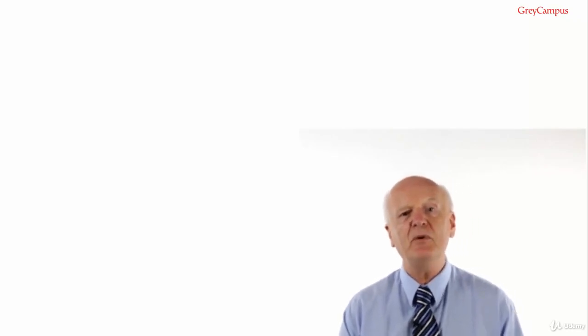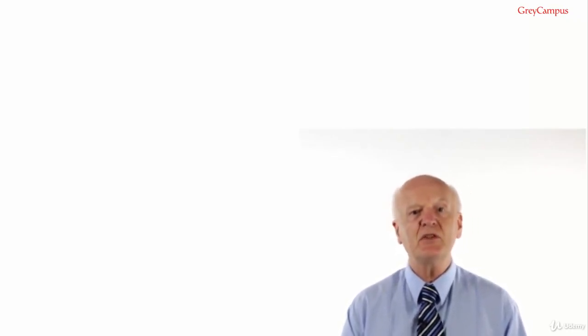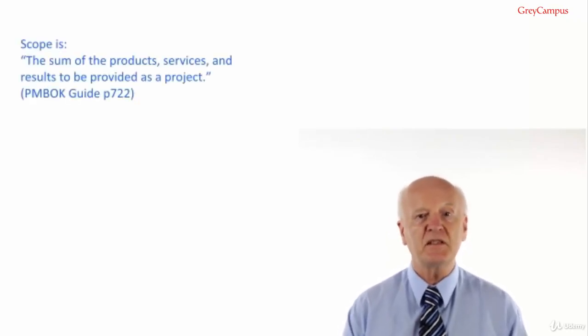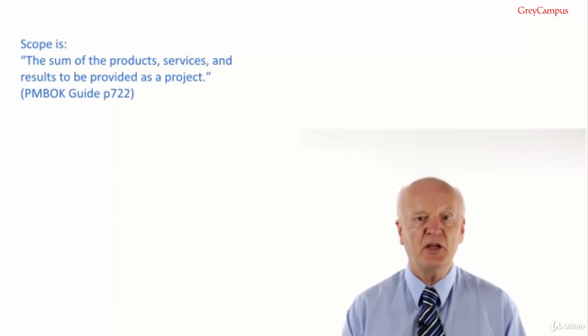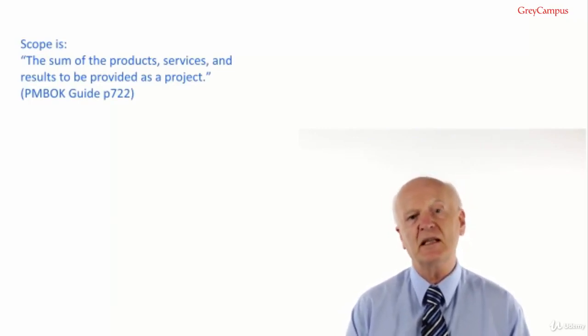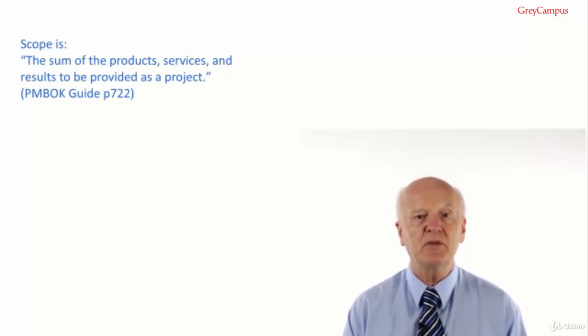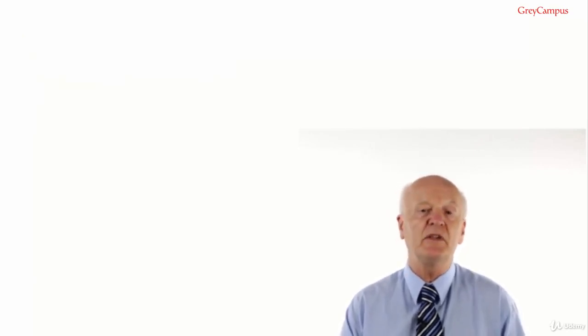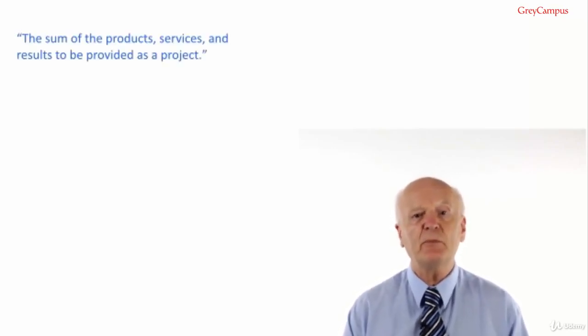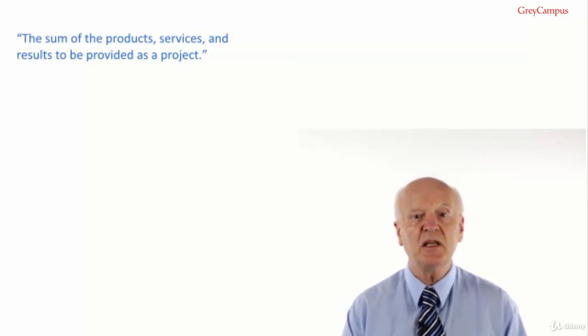We have a look in the PMBOK guide on page 722, and that defines what scope is. It's the sum of the products, services and results to be provided as a project. That's in PMBOK guide page 722. And please remember all of these definitions for the examination. Now this seems pretty clear. I'll read that again: the sum of products, services and results to be provided as a project.